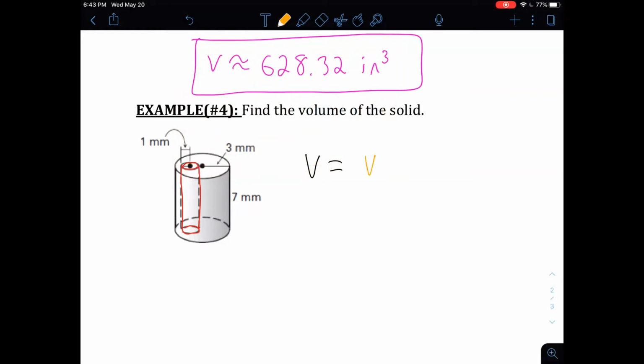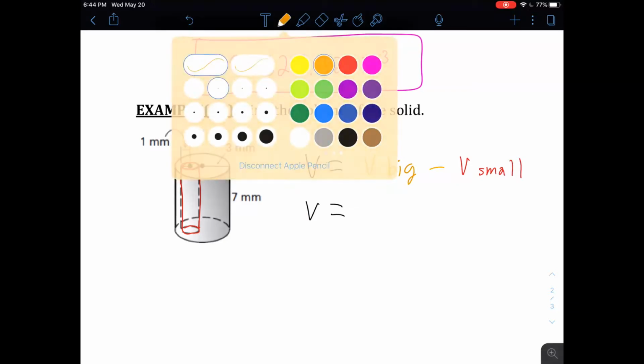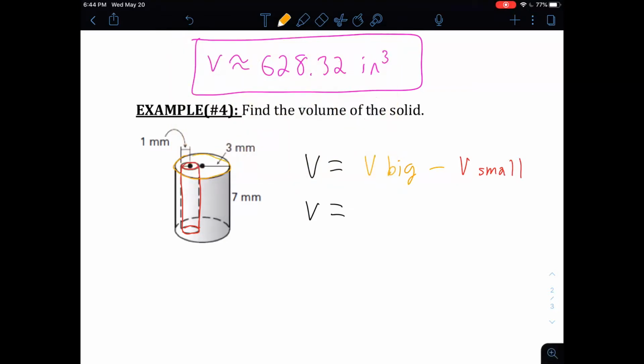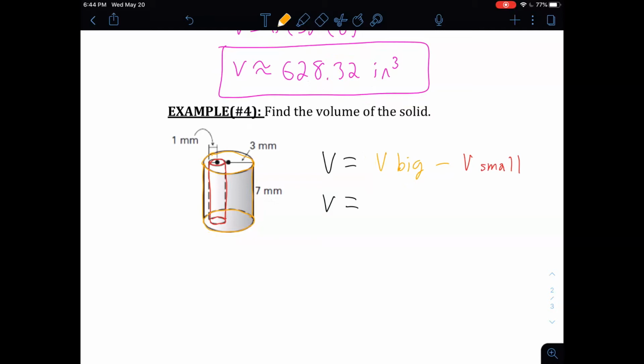the volume of the big cylinder minus the volume of the small cylinder. So we're going to do the volume of the big, which is this one right here. We're going to take the big cylinder and subtract the small cylinder here, okay? So the volume formula for cylinders is still pi r squared h.